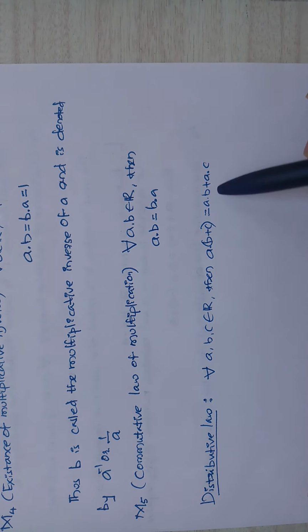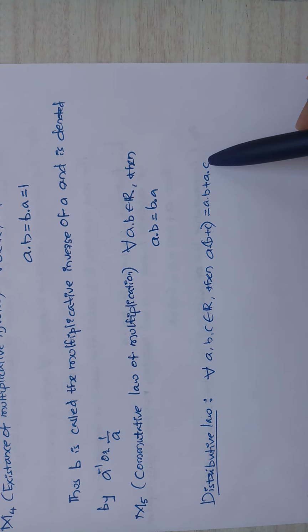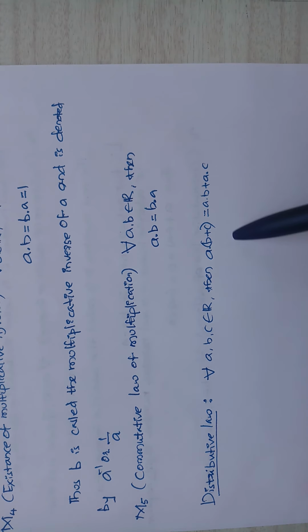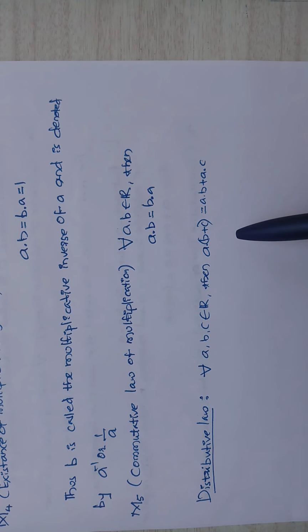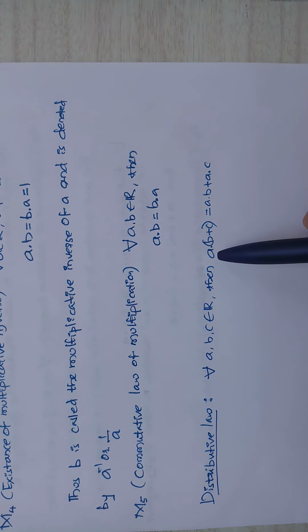So let me check your right hand side. 1 into 2, because A is 1, B is 2. 1 into 2 is 2. 1 into C, that is C is what? 3. 1 into 3 is 3. 2 plus 3 is 5. So therefore 5 equals 5. Here your distributive law holds good for real numbers.